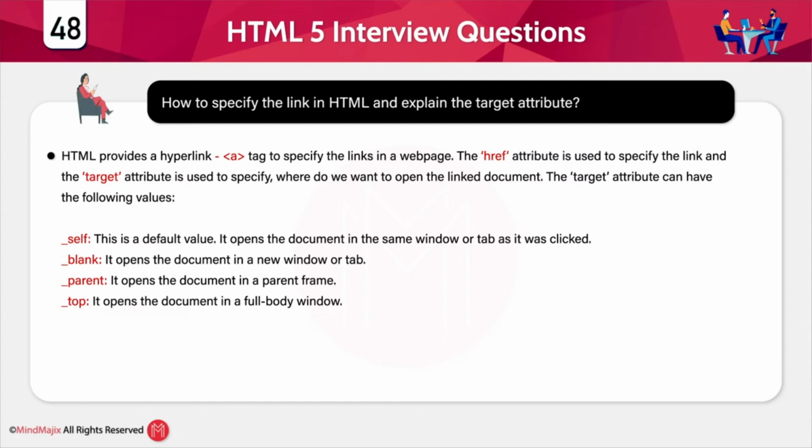The target attribute value _self is the default value. It opens the document in the same window. If it is _blank, it opens the document in a new window or a new tab. If the target value is _blank, then it will be opened in a new tab. _parent opens the document in a parent frame. With _top, it opens the document in the full body of the window.